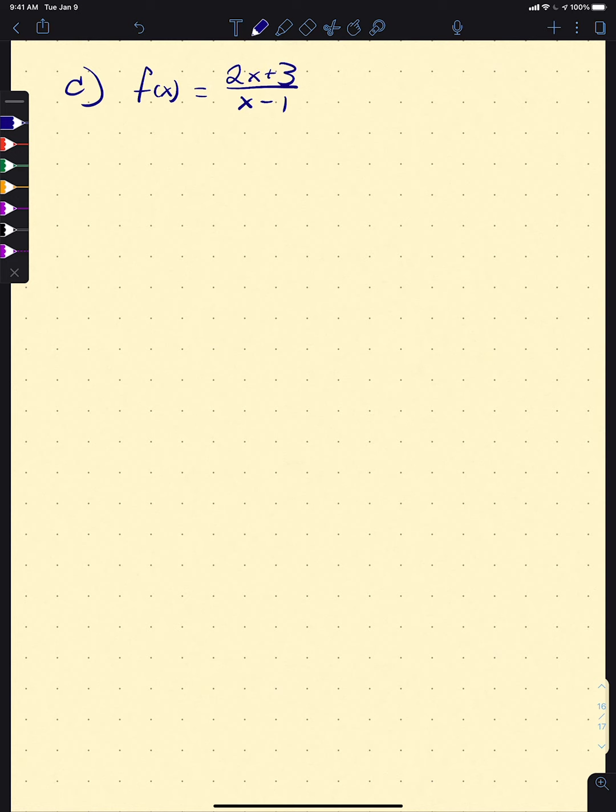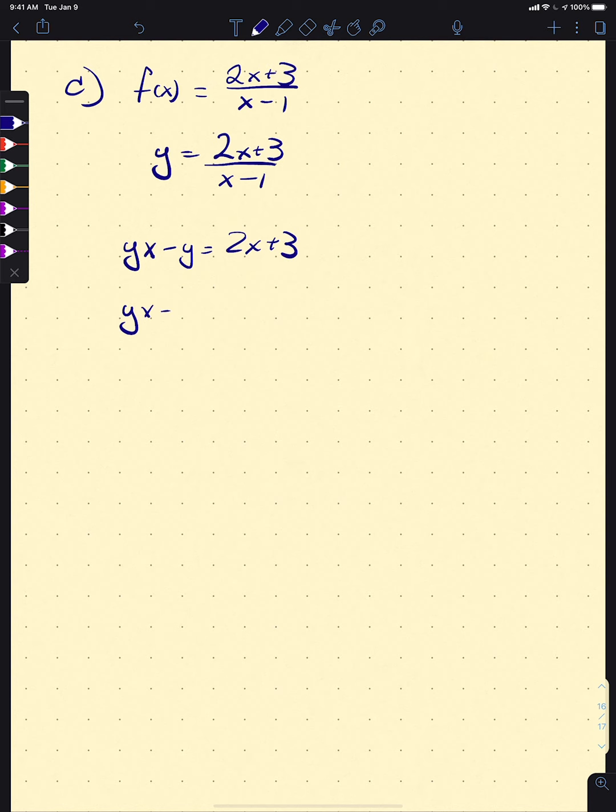As we've said, following these steps, we're going to set y equal to 2x plus 3 over x minus 1. Now we're going to cross multiply in order to get rid of our fractions. So we're going to have yx minus y equals 2x plus 3. Rearranging this a little bit, moving things over, looks like we're going to get yx minus 2x equals 3 plus y.